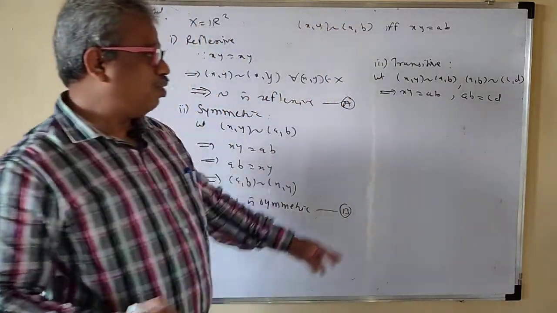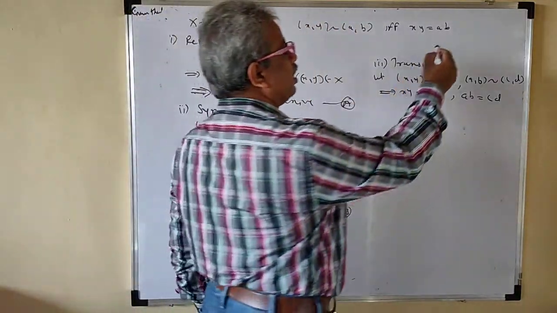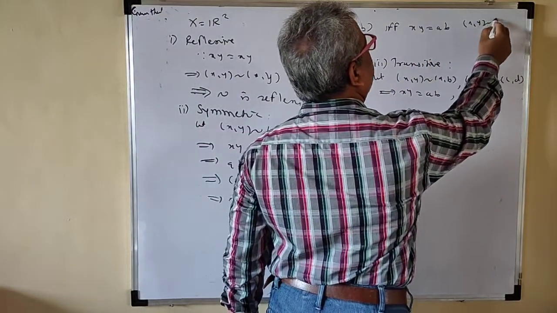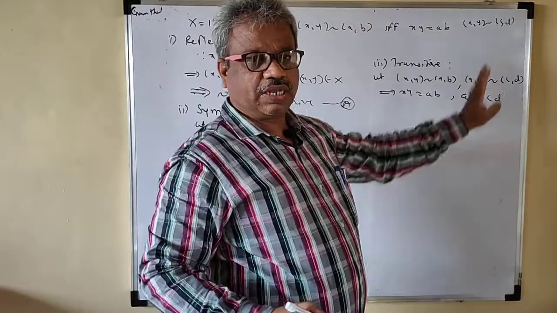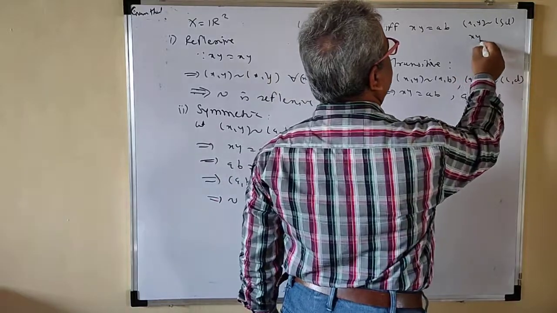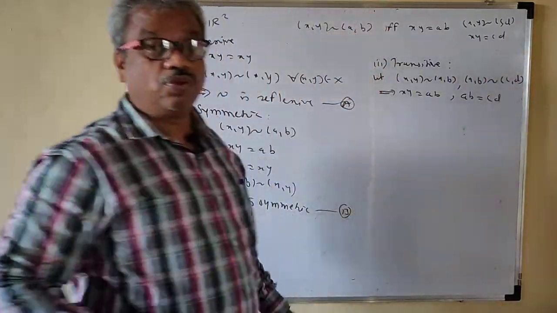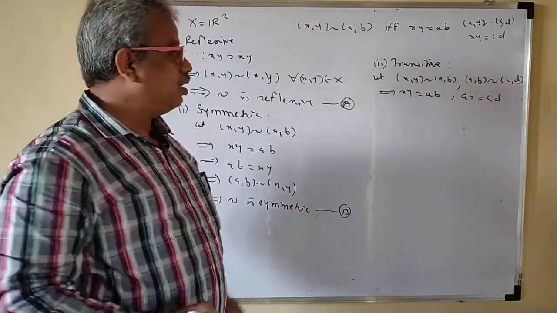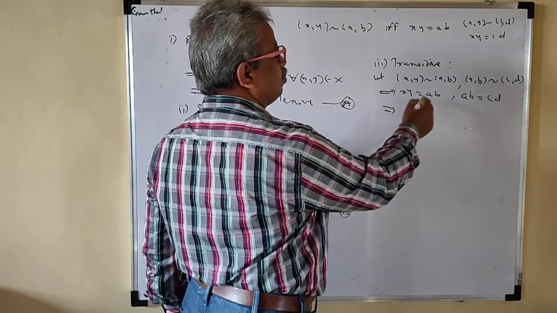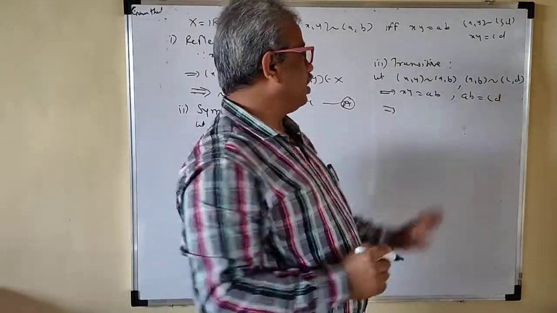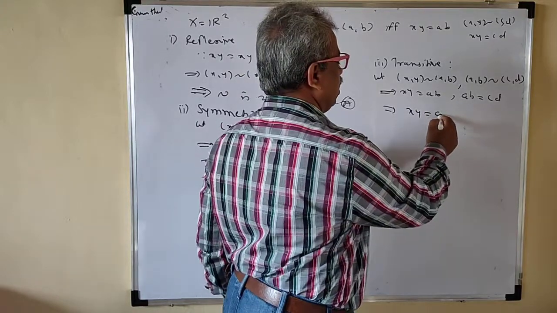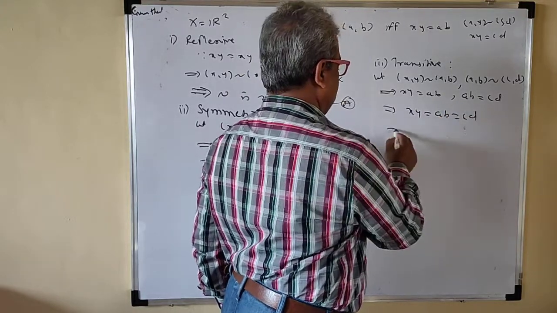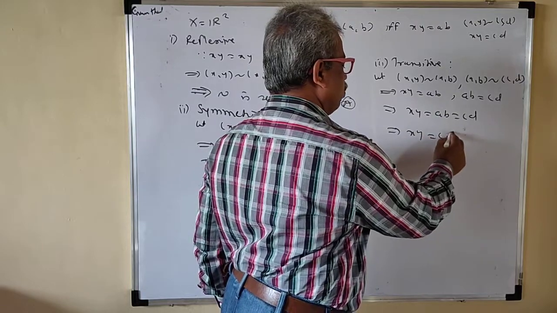What do we want to prove? We want to prove that xy is related to CD, which means xy is equal to CD. You want to prove this with the help of these. So xy is equal to AB, and AB is equal to CD. This implies that xy is equal to AB is equal to CD, so xy is equal to CD.